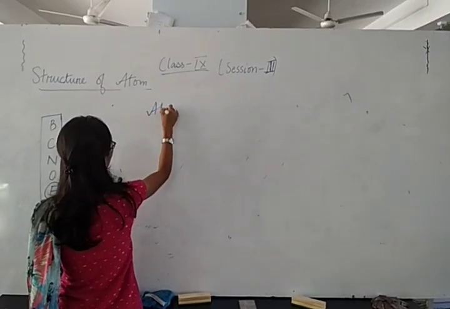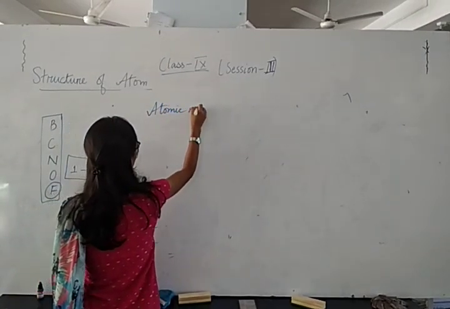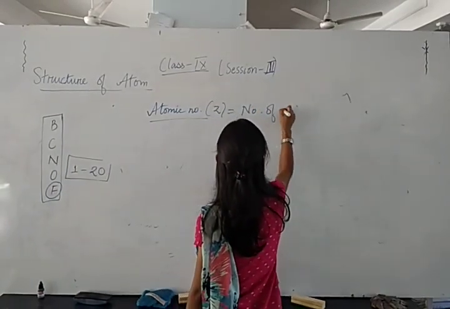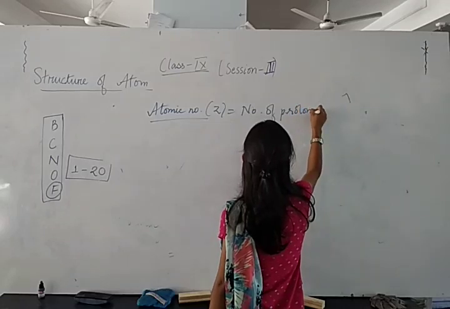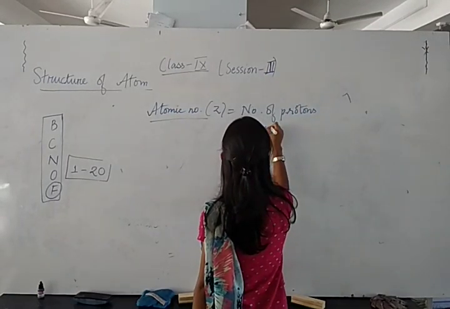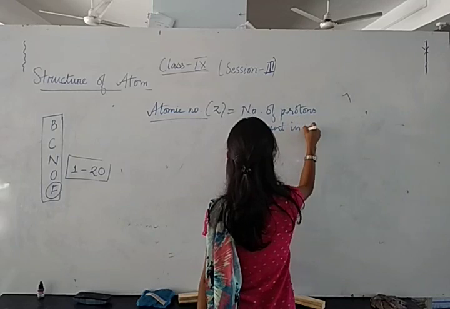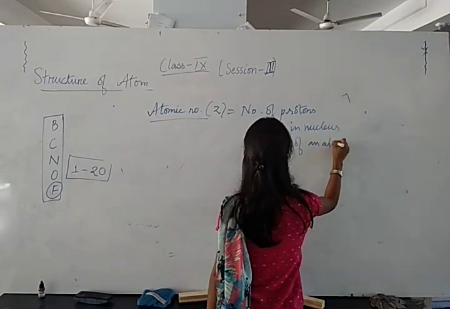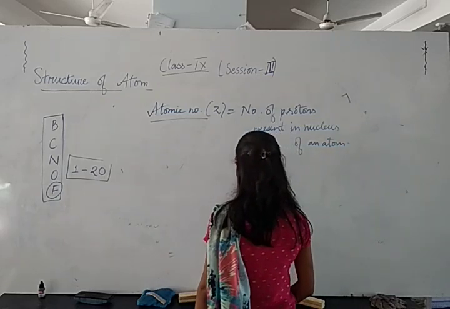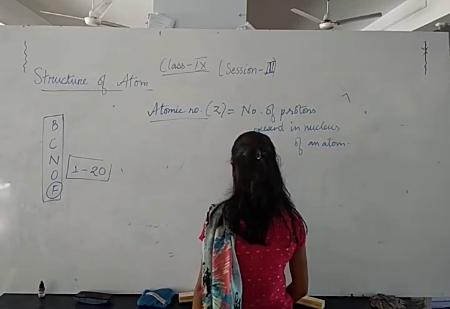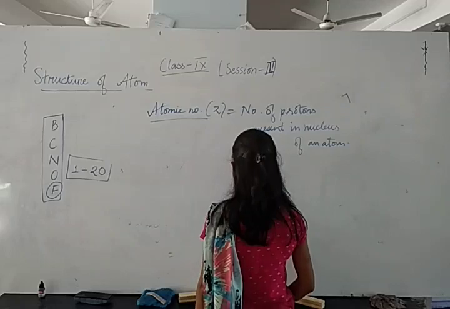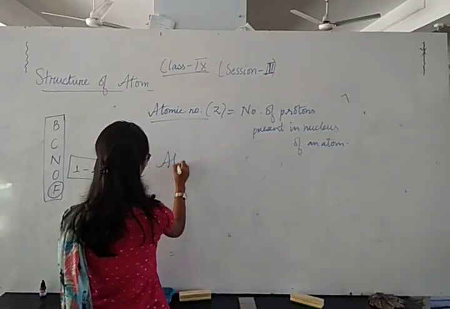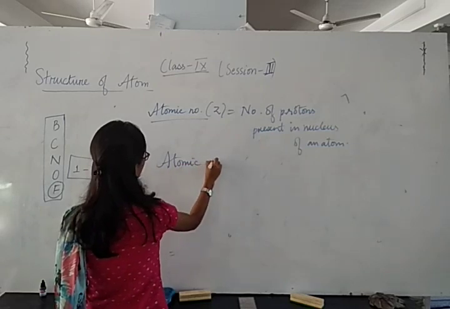What is atomic number? Atomic number is denoted by Z. It is equal to the number of protons present in the nucleus of an atom. This is atomic number. What is atomic number? Atomic number is the number of protons present in the nucleus. Then comes the definition of atomic mass.